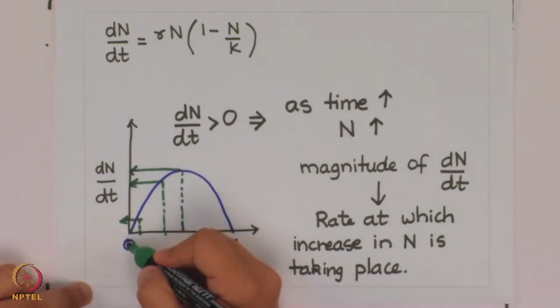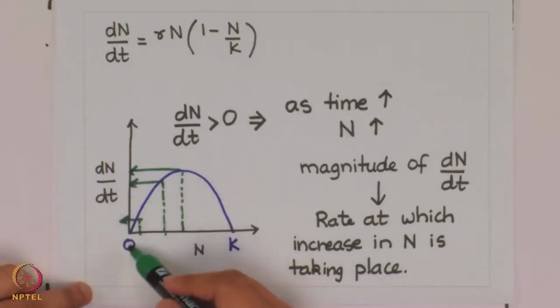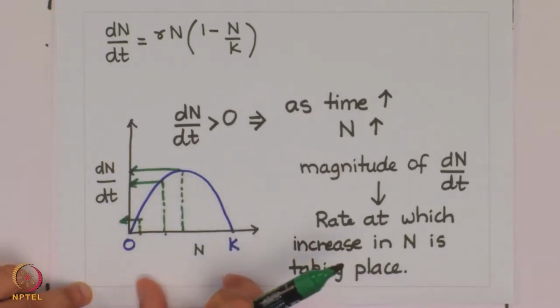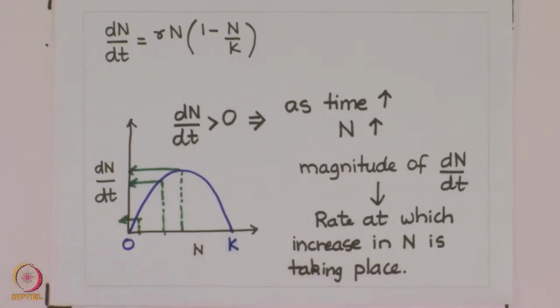So, the rate of increase of n with time is first increasing, it reaches a maximum somewhere between 0 and k, and then it starts to decrease and come back to 0 as n approaches k. Now, what does this tell us about the biology of the problem? If we think about it, what is happening?